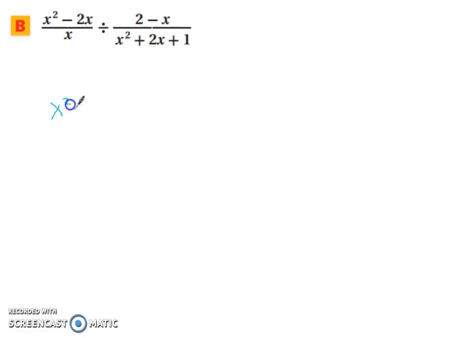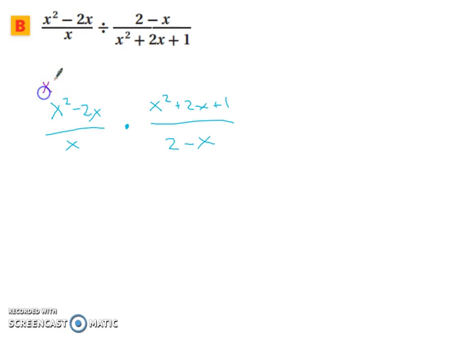So we have x squared minus 2x over x. We're going to multiply that by the reciprocal. So that's going to be x squared plus 2x plus 1 over 2 minus x. Notice how once you multiply by the reciprocal, it looks exactly like what we were just doing. All division has is an extra step. You have to make it a multiplication sign and then flip your next fraction. And then follow your normal rules for multiplying. So if you see a bunch of binomials, it might be good to factor first. So let's do so.